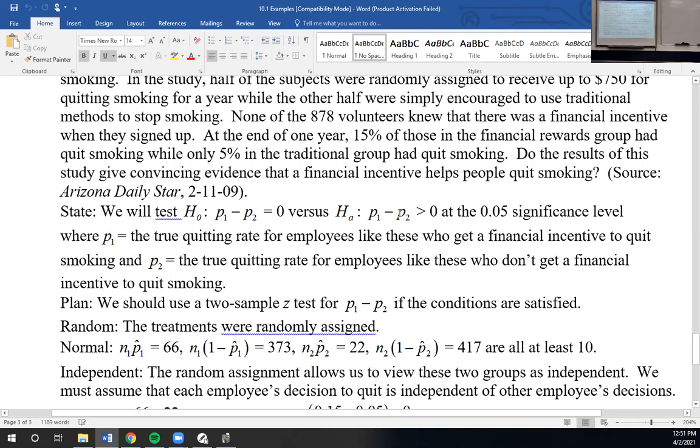So you could also say the alternative is P1 is greater than P2, and the null would be P1 equals P2. Again, it doesn't matter which one you make P1 and P2. If you switch them, then the alternative also needs to switch directions. Because now the second number would be bigger, and so the alternative would be less than.